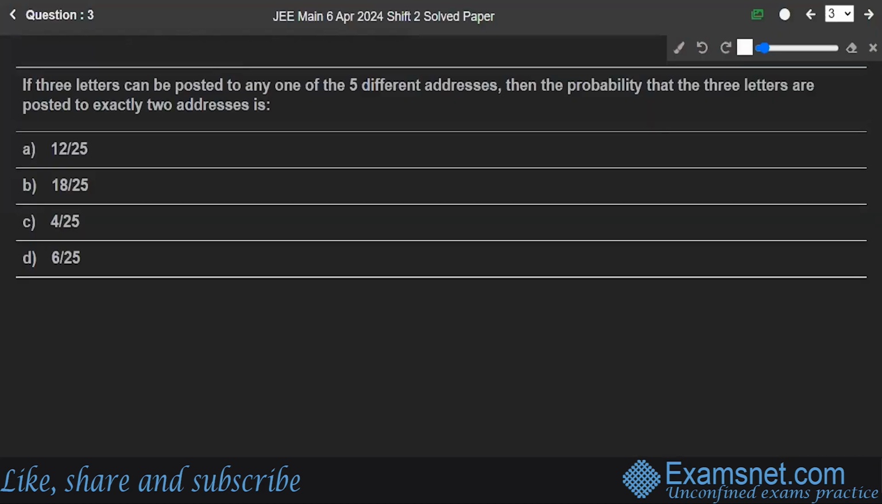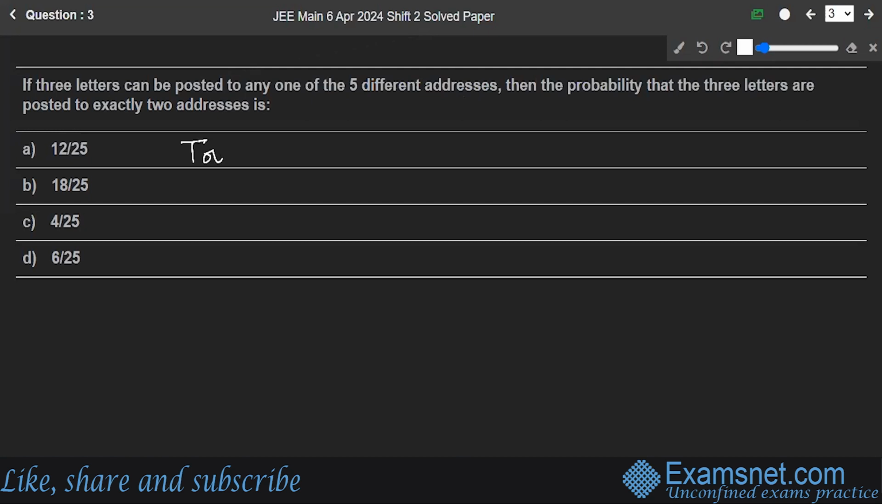Question number 3, if 3 letters can be posted to any one of the 5 different addresses, then the probability that 3 letters are posted to exactly 2 addresses is. All right. So first of all, 3 letters, 5 different addresses, any one of them. So there are 5 different addresses, and these 3 can go to like one place, or they can go to 2 places, or 3 places, or whatever. So that means 5 positions and 3 letters.